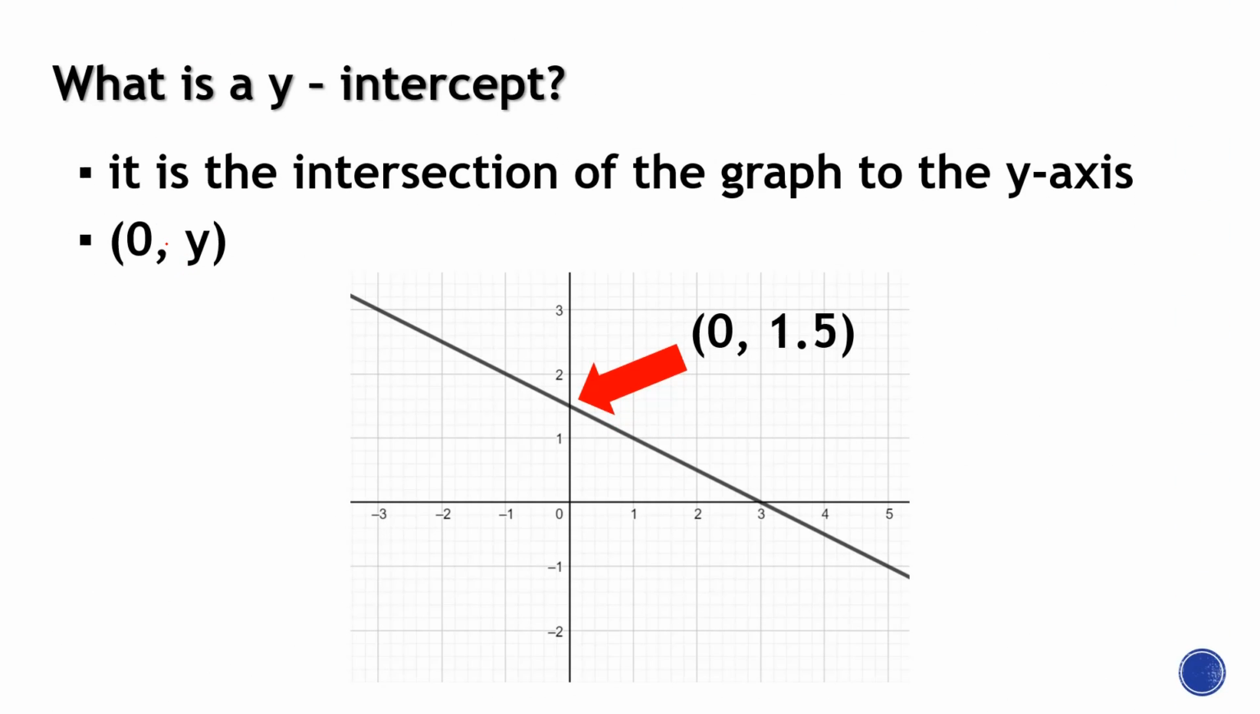For the y-intercept, on the other hand, it is the intersection of the graph to the y-axis. So, same graph, and this intersection of the y-axis and the graph is the y-intercept, of course. The coordinates are 0 and 1.5. And let me emphasize that our x-coordinate is equal to 0.